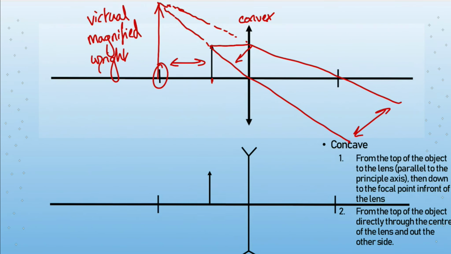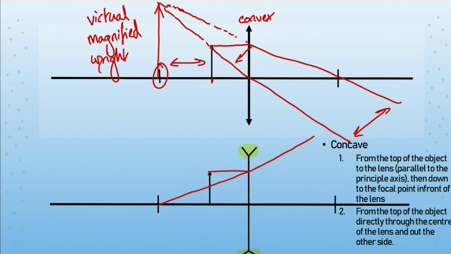It can be done. For a concave lens, if you look at this one, you see the diagram representation of the lens is different. This is a concave lens. We have to follow a slightly different method to draw where the image will be formed. So the first line that we have to draw is going to go from the top of the object to the lens parallel to the principal axis, which is what we've done before, and then down to the focal point in front of the lens. What we're then going to do is the second line, which is from the top of the object directly through the center of the lens and out the other side.